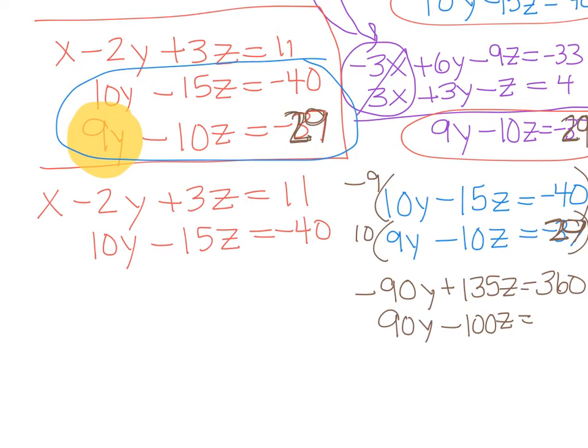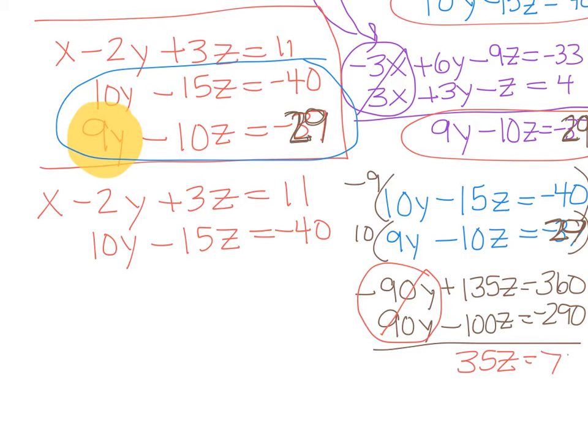Sorry about that. So 10 times 29 is negative 290. So now I can add these two equations together. Negative 90 and positive 90 cancel. Positive 135 and negative 100 make 35z. 360 and negative 290 make 70. And this can now become my new row 3.